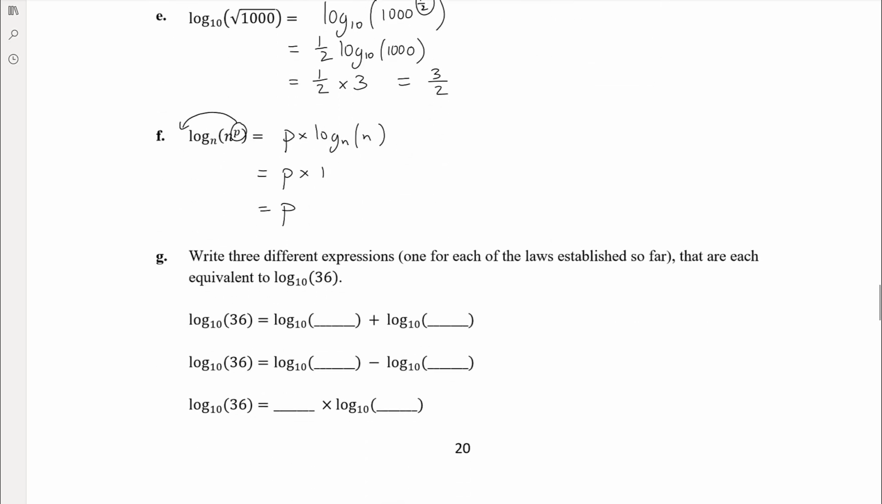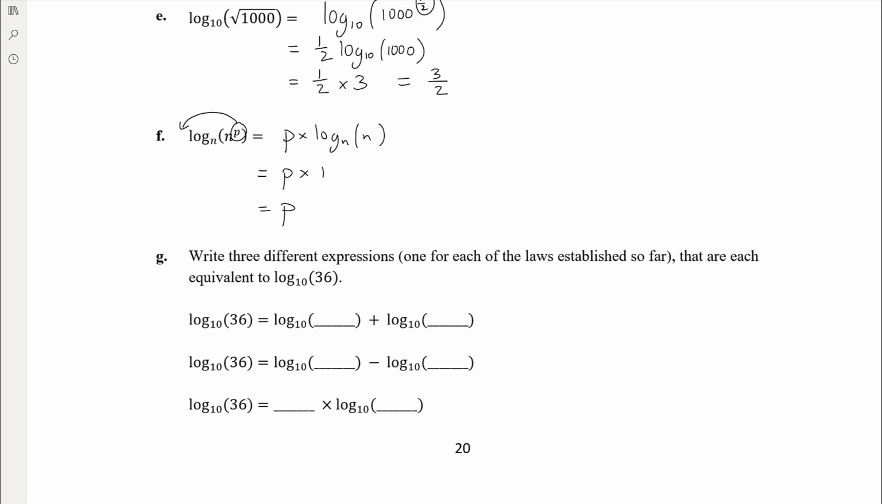Okay, so here we want to write 3 different expressions, one for each of the laws established so far, that are each equivalent to log base 10 of 36. Now there's no unique answer here, okay? So you can come up with your own answers here, and in fact, pause the video and come up with your own set of numbers, thinking about what needs to be true of those numbers, okay?